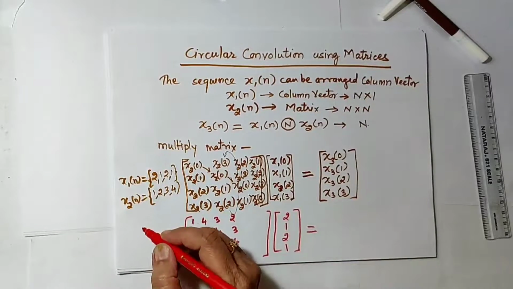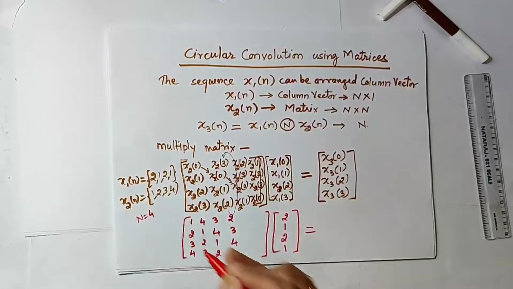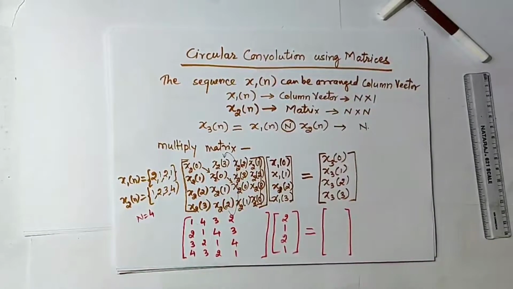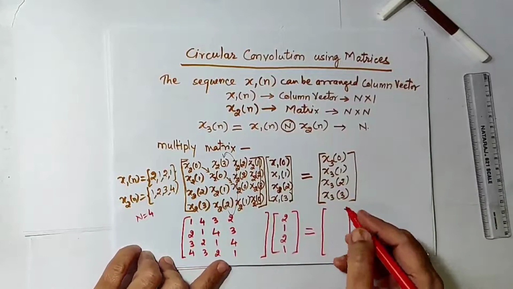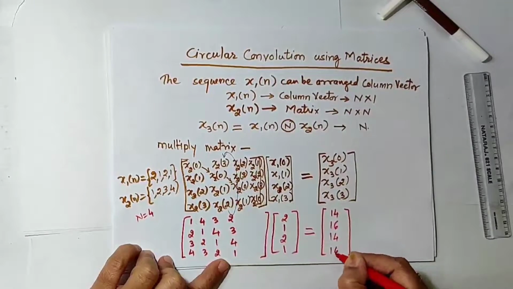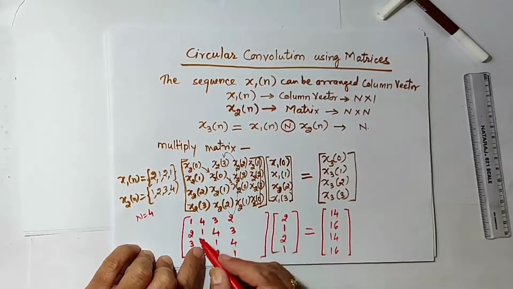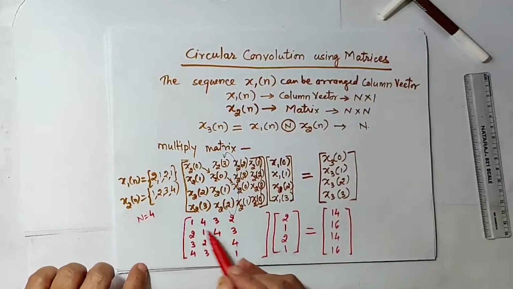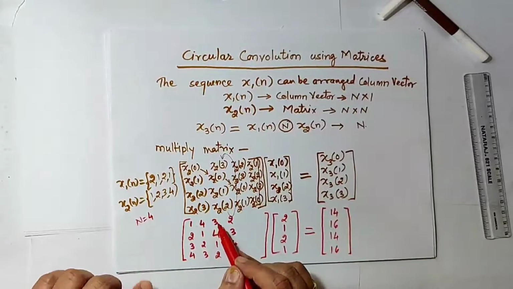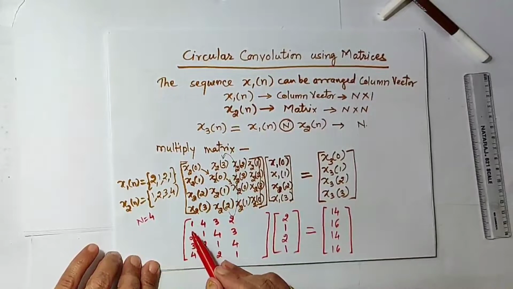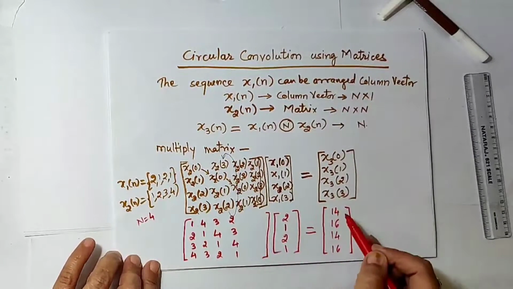This is the n equal to 4 we are calculating for. Multiplying these two matrices, the result will be x3[n] directly. So multiplying with this, I just write the answers 14, 16, 14, 16. We take this and we get this, and the sum of these values: 2, 8, then 6, then 4. So 2 plus 8 plus 6 plus 4 is 14.